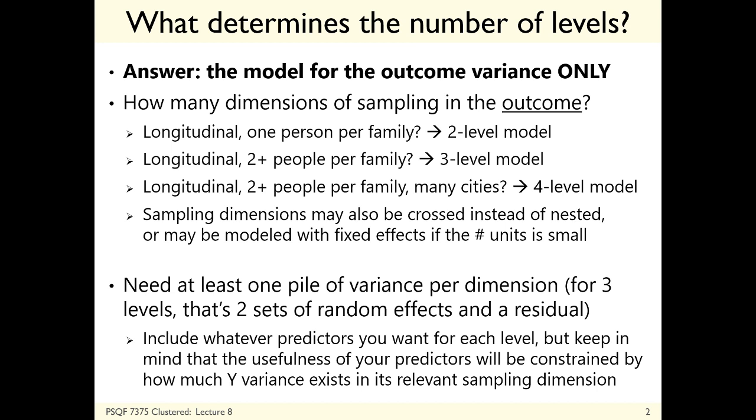So it doesn't matter whether you have predictors at each level. If you have an outcome that is measured such that there is dependency across your sampling, that's when you know you need the levels. So that means that when we talk about a level, we're talking about, at a minimum, one variance component per sampling dimension, a random intercept at a minimum, potentially random slopes of lower-level predictors as well.